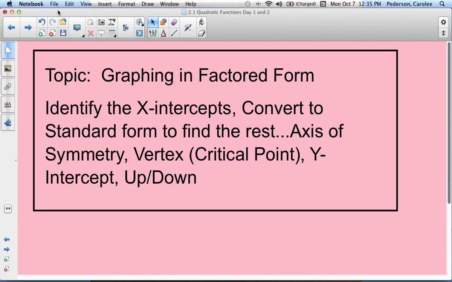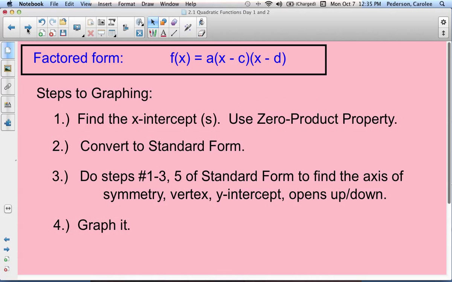This lesson focuses on graphing a quadratic function in factored form. On this first slide, what I do want you to write down is what it looks like when a quadratic function is in factored form. You're going to see parentheses, multiple parentheses, and we want to find out first what the x-intercepts are. So that's step 1.